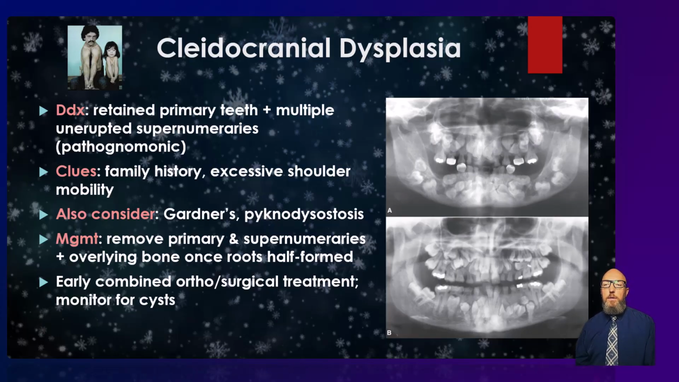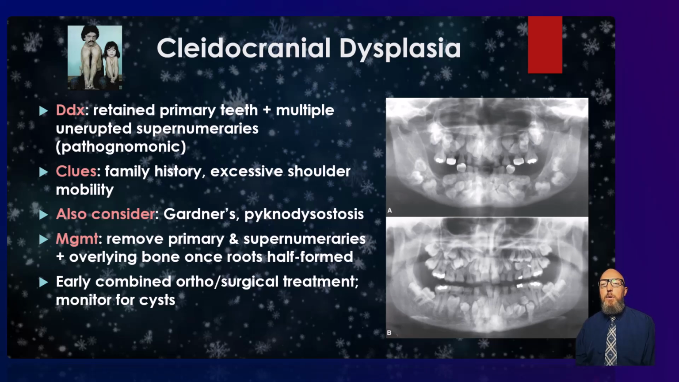Extraoral clues include a family history and the well-known excessive shoulder mobility. As you can see in every textbook that talks about this, they have pictures of patients bringing their shoulders together because they lack clavicles. Also consider Gardner and pycnodysostosis. That's a more rare syndrome that causes supernumerary teeth, but that one's really rare.